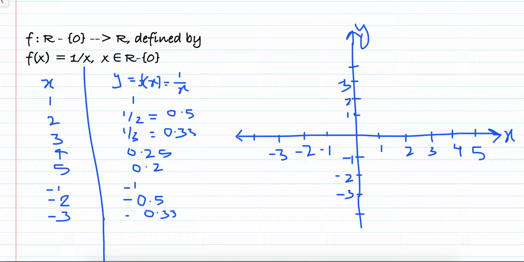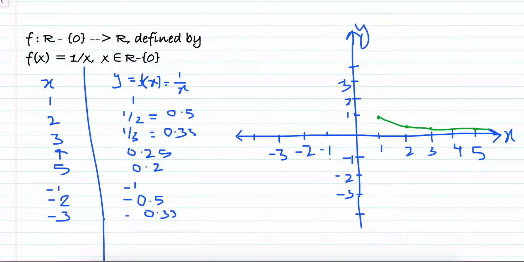So first let me plot this. For 1 it's 1, for 2 it's 0.5, so 0.5 will be somewhere here. For 3 it's 0.33, so it will be somewhere around here. 0.25, 0.2, for 6 it will be even smaller. So we get a graph like this, which is slowly becoming near to this x-axis.